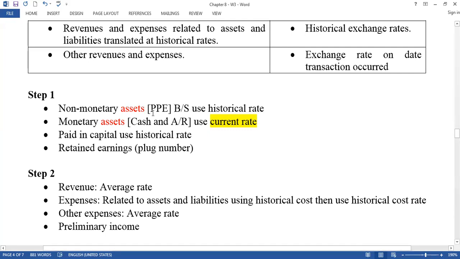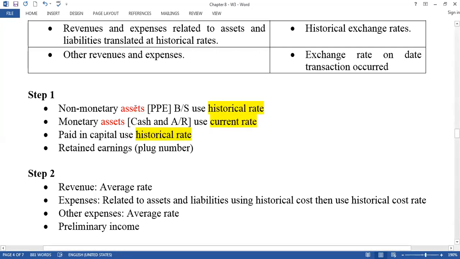So when we have non-monetary assets, we have to translate them, and which rate are we going to use? We are going to use the historical rate. Again, what is the meaning of historical rate? It is the January 1st rate, and the current rate is the December 31st rate. Clear? Then we translate our paid-in capital, meaning common stock or preferred stock, using the previous one, the same historical rate.